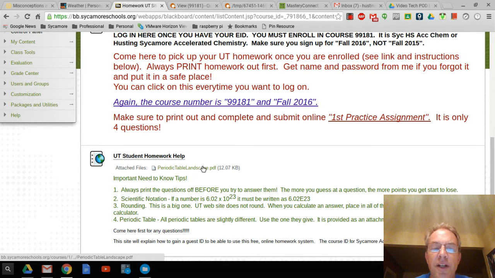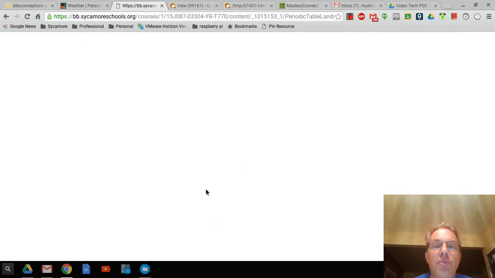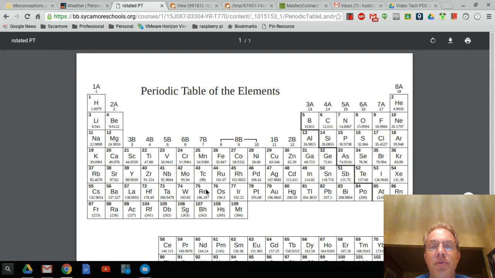Now, number one, if I were you, I would print out this periodic table that you see right here. And the reason you want to print out this periodic table is because not all periodic tables are the same. This is the one that their calculations use for the UT website. That means you'll use these numbers, and some numbers are slightly different depending on what periodic table you look at. So you definitely want to use that periodic table.